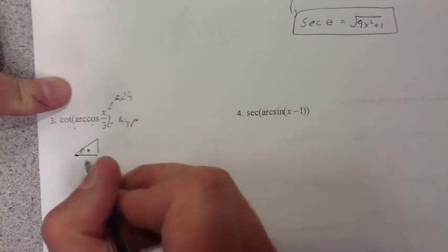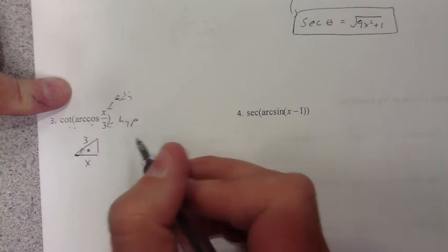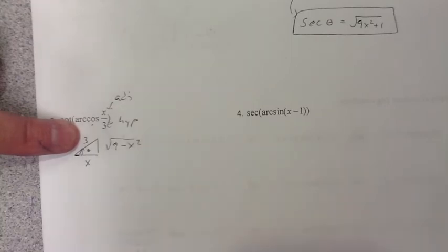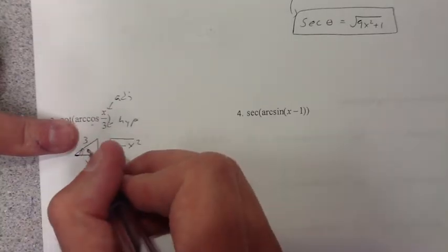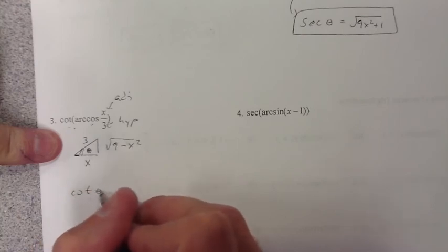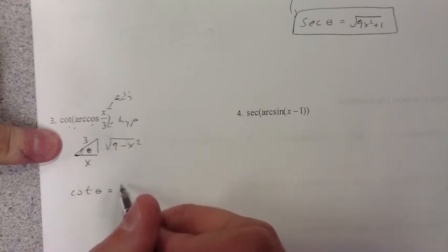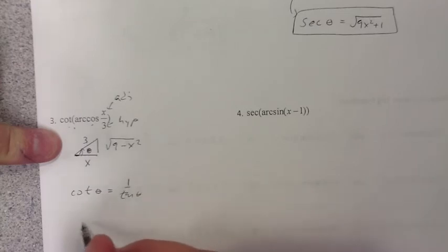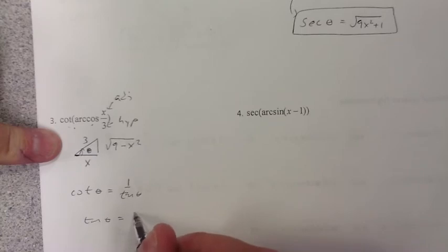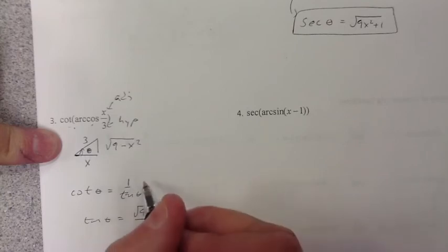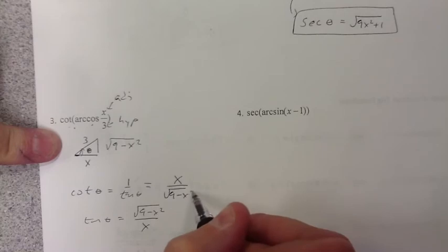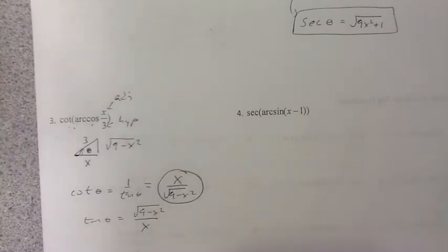there's theta. The adjacent is x. The hypotenuse is 3. Be careful this time. This time we get the square root of 9 minus x squared. Be very careful with that one. So to get the cotangent of that angle, now nobody knows cotangent, but we do know tangent. And tangent's pretty easy to do. Tangent of theta is the opposite, the square root of 9 minus x squared, over the adjacent x. Therefore, the cotangent is going to be flipped that: x over the square root of 9 minus x squared. And there's our cotangent of our angle.